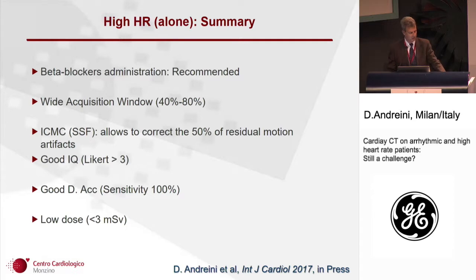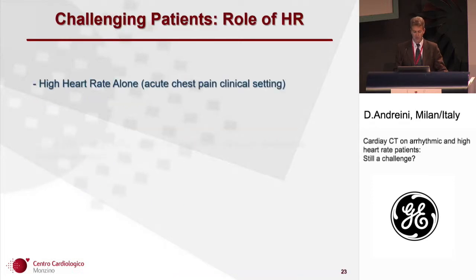So the summary of our experience in high heart rate is we still recommend the use of beta blockade medication, not for image quality, but particularly to reduce the dose and also to save time in post-processing. But we can go to the scan in all cases by using a large acquisition window, by using the snapshot freeze that allows us to solve most of the residual motion artifacts with a mean good image quality, excellent sensitivity, and particularly low radiation exposure.